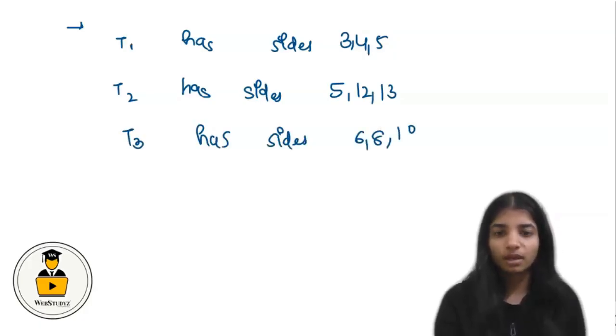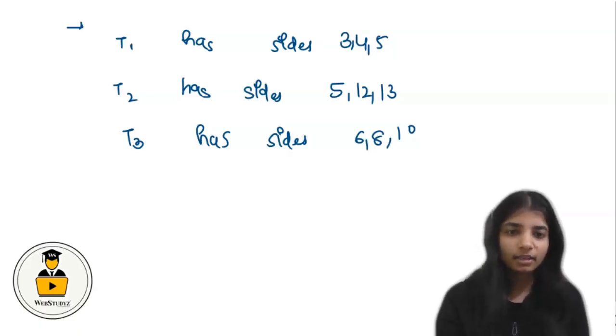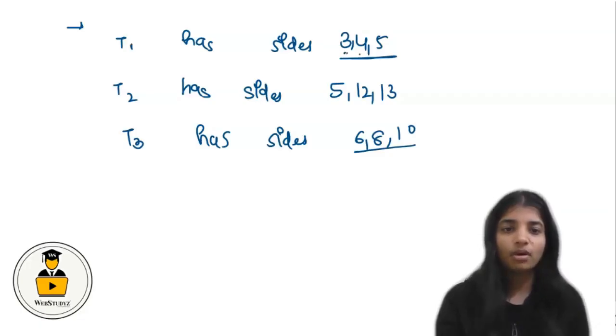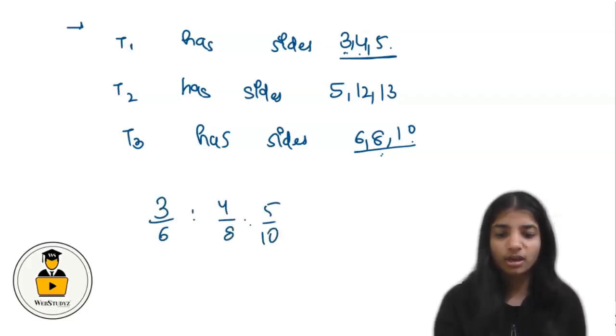If you look at the sides of T1 and the sides of T3, they are in proportion. The first side of T1 is 3 and that of T3 is 6; the second is 4 and 8; the third is 5 and 10. So their ratios, 3 is to 6, 4 is to 8 and 5 is to 10, are all equal to 1 by 2. So the ratios are equal, so we can say that these triangles are similar to each other.